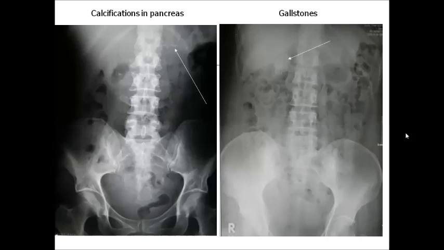Some white things, very dense and of course detectable on plain X-ray, may be seen, but pay attention to the fact that organs which contain these pathological structures are not seen. We don't see shadow of pancreas here. We don't see gallbladder itself. We only see calcification in its cavity as well as calcification in parenchyma of pancreatic gland.